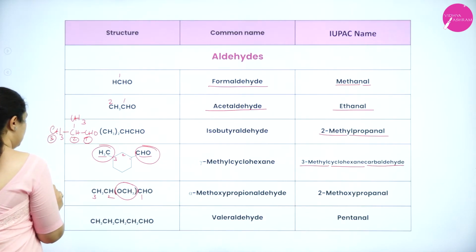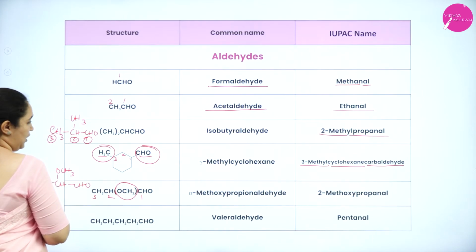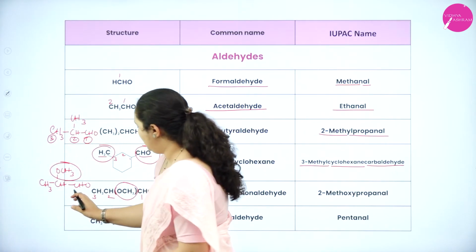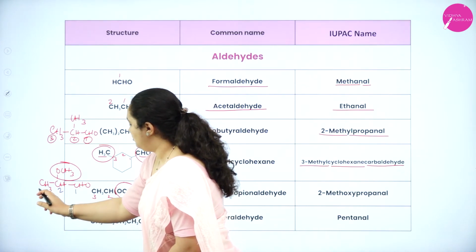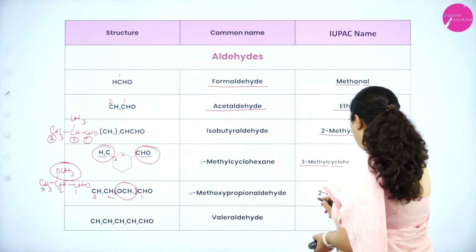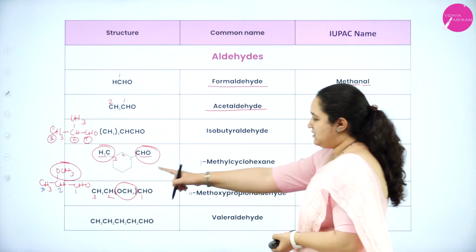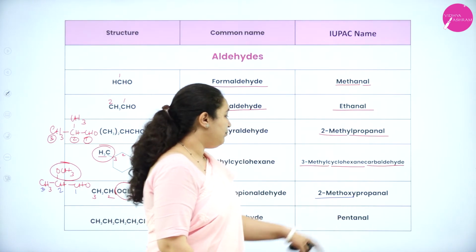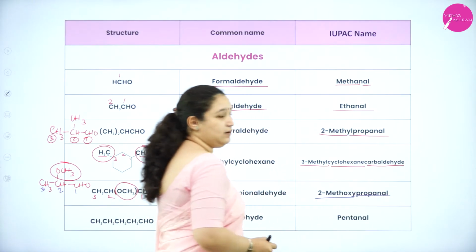It is here CH3, CH, OCH3, CHO. Okay. This is the side chain. This gets the number 1, 2, 3. So the name of the compound is 2-methoxy. Second carbon atom has got OCH3 group. So it is 2-methoxy propanol.